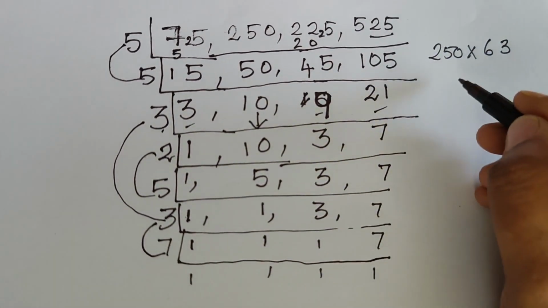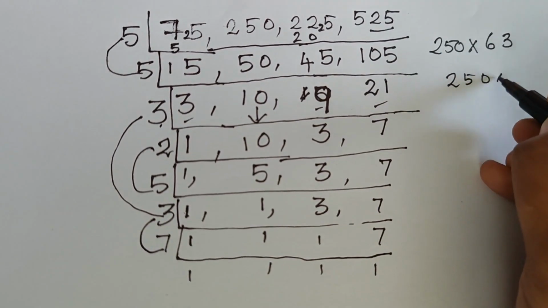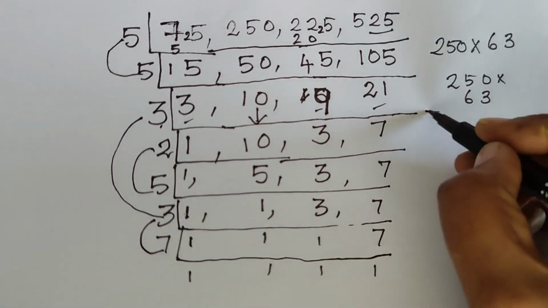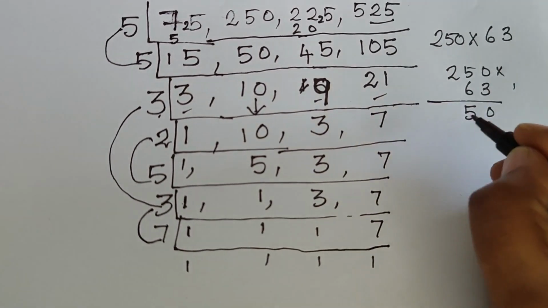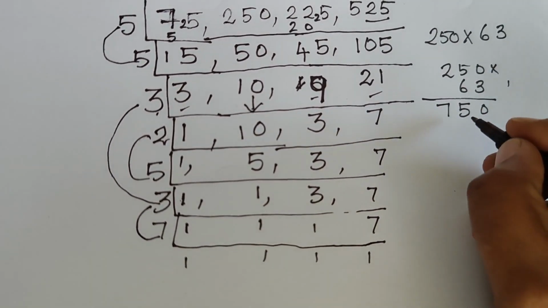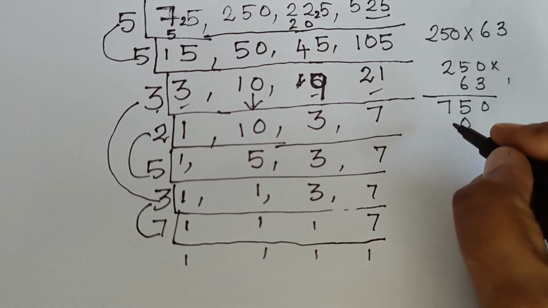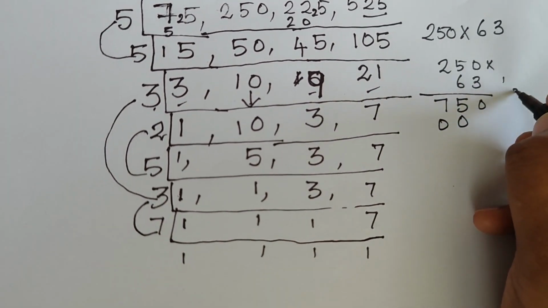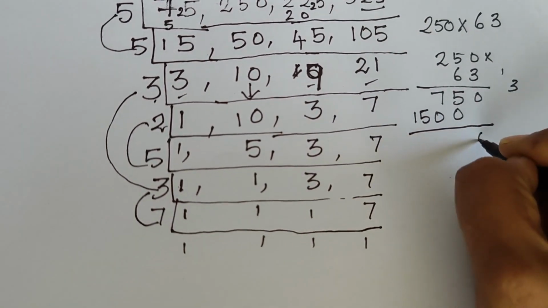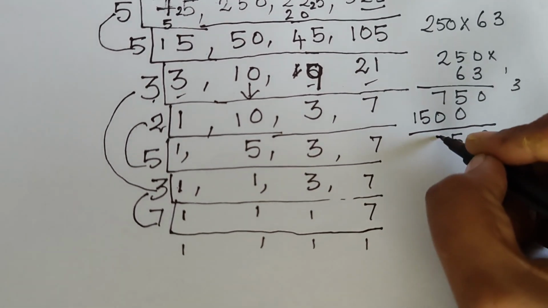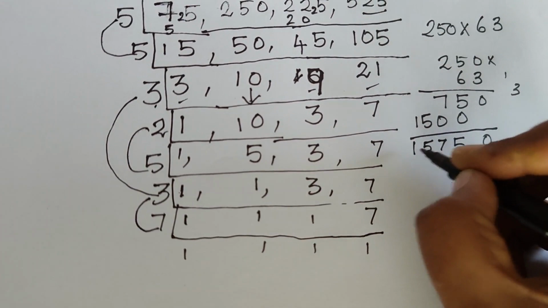Now we shall multiply 250 into 63. 0 3 is 0, 5 3s are 15, 1 balance, 2 3s are 6 plus 1, 7. 0 6 is 0, 5 6 are 30, 3 balance, 2 6 are 12 plus 3, 15. 0 5 7 5 1.